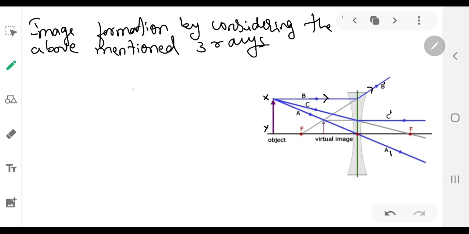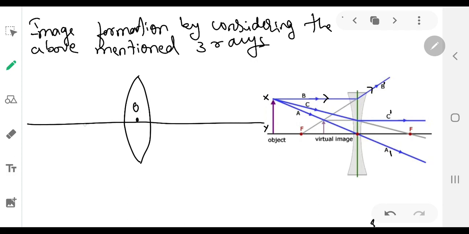For that we'll consider a convex lens. Whenever you draw a convex lens, your first job is to mark the optic center, draw the principal axis, and mark the points F and 2F. On the other side also you can mark the focal point and 2F. Here we are taking the object at 2F. So we can consider the rays as mentioned above.